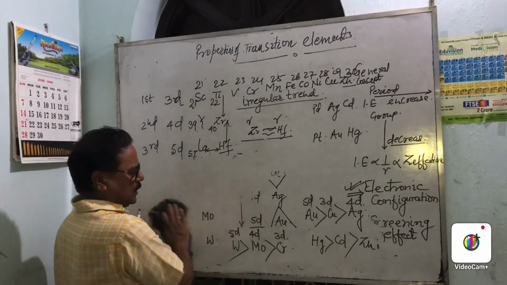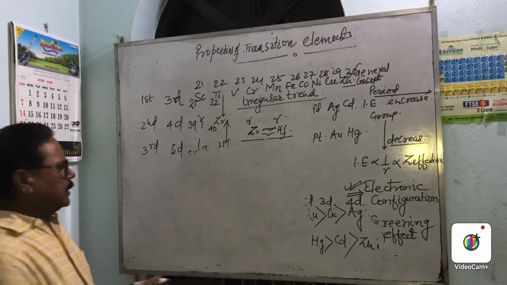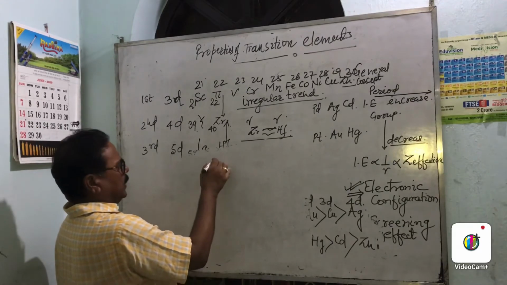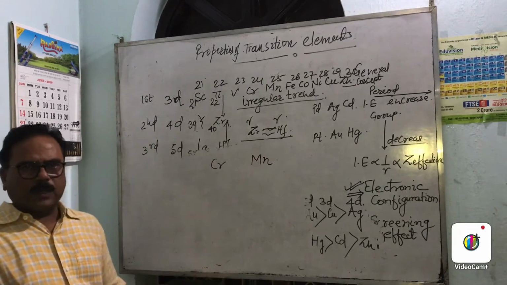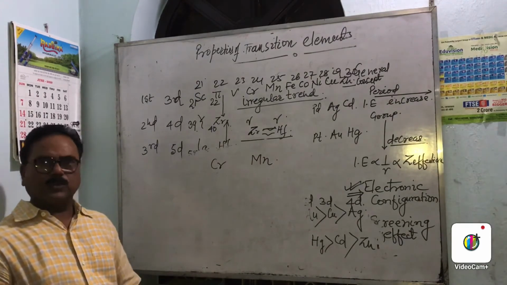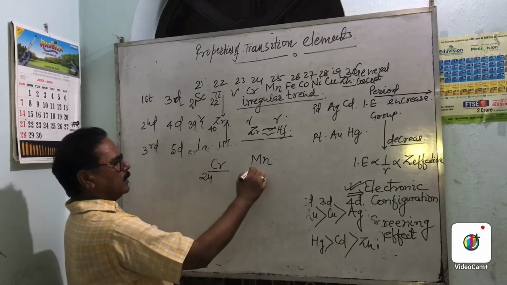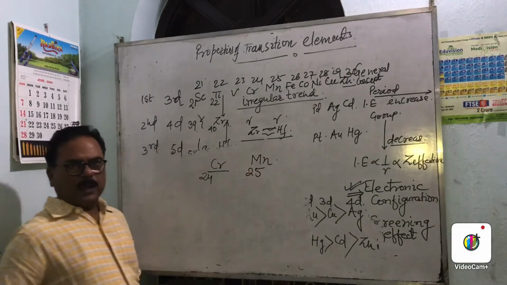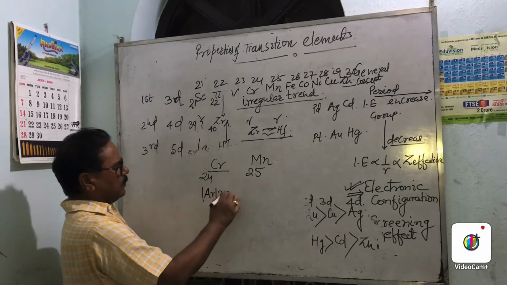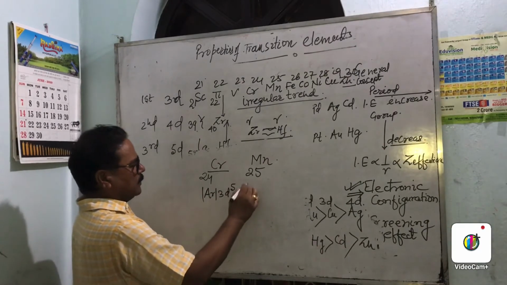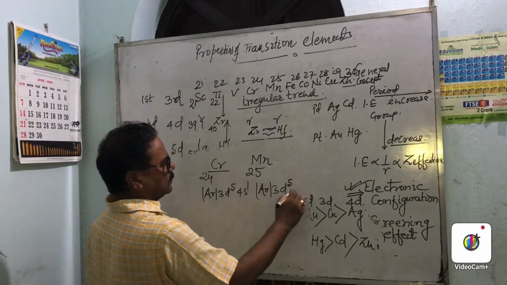Now we take another case. Suppose we take chromium and manganese. There are so many exceptional cases we should discuss. Chromium is 24 and manganese is 25. Now we are able to write the electronic configuration. This is argon 3d5 4s1, and this is also argon, 3d5 4s2.